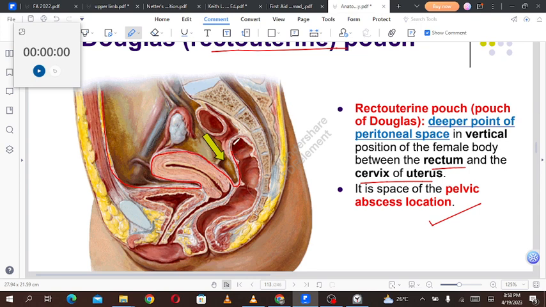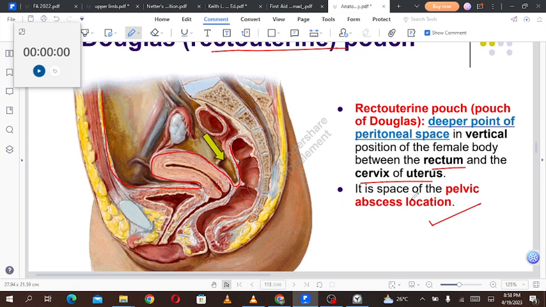When it descends on the anterior surface of the rectum, a pouch is formed between the uterus and the rectum, and that pouch is called the recto-uterine pouch of Douglas. The recto-uterine pouch of Douglas is the deepest point of the peritoneal space in the vertical position in the female body, between the rectum and the cervix of the uterus. Okay, so it is between the rectum and the cervix of the uterus. This is the vagina. This is the cervix over here, like this one.